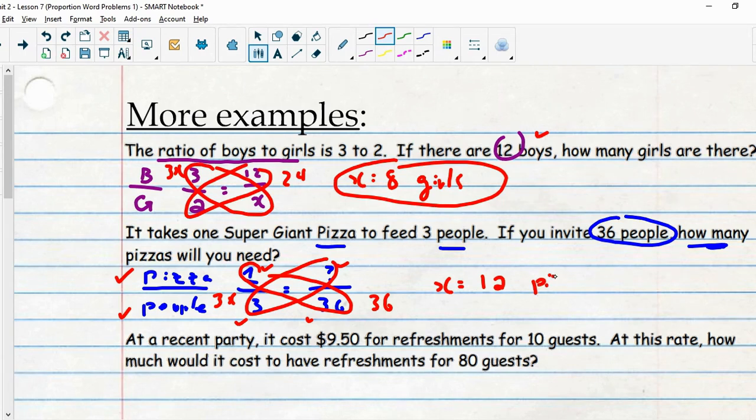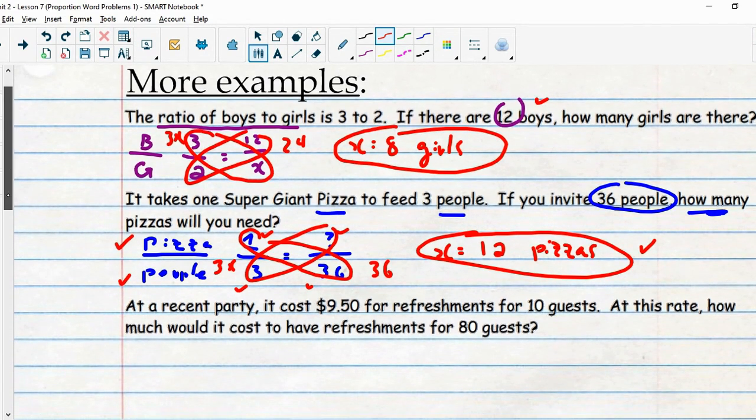You have to write the unit. So if on a quiz you don't write the unit, I have to take points off because it's not clear, because there were 2 different units here, right? We got pizza and people. So when you say 12, what do you mean? Is it pizza or people? So you have to be very clear about that. Okay? All right, ready for one more example?